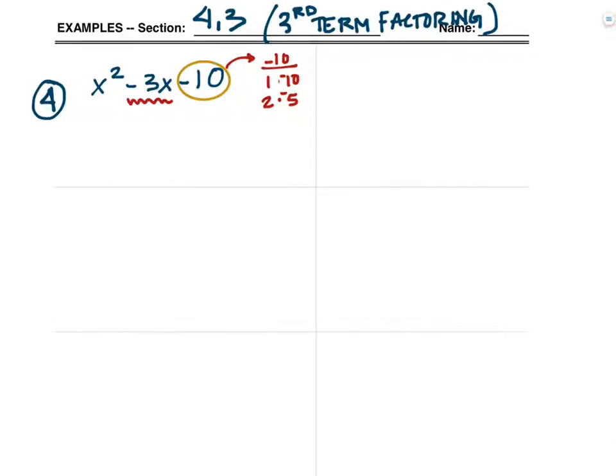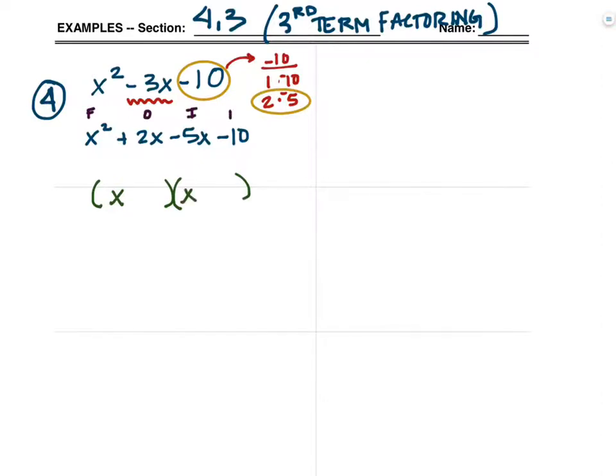Then I break the negative 3 apart. So if I put these together, I'm going to write x squared plus 2x minus 5x minus 10. When I do that, I'm going to indicate the FOIL method and place these into my binomials by having them say x and make one a plus 2 and one a negative 5. Checking that with the FOIL method, in fact it does check out.